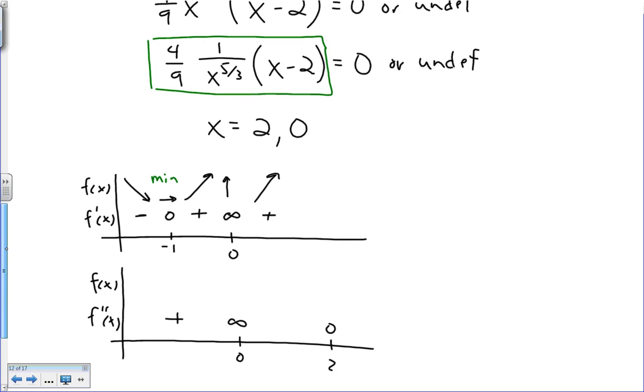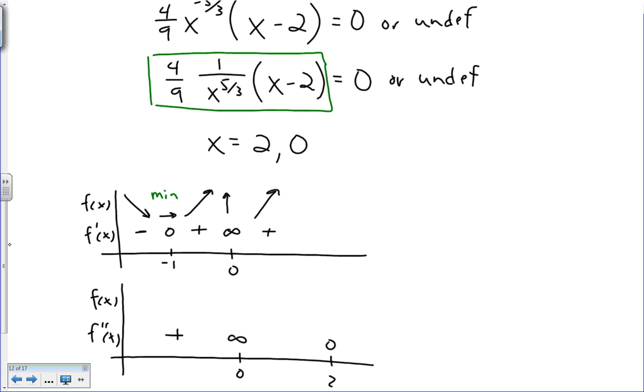Plug in a number between 0 and 2, like 1. If I plug in 1, 4/9 is positive.